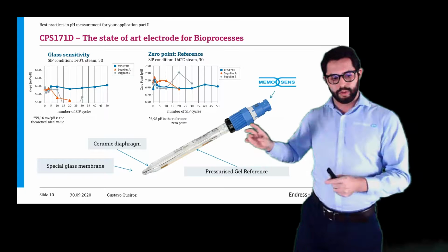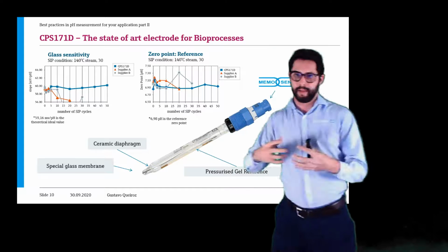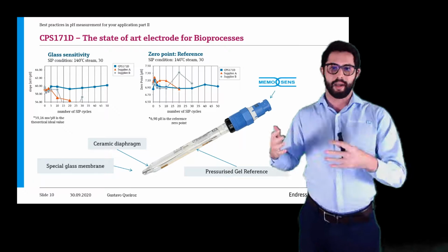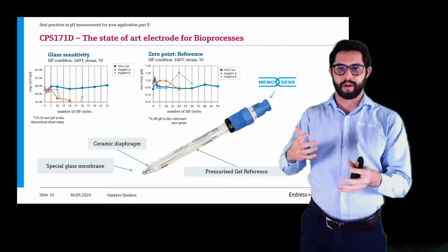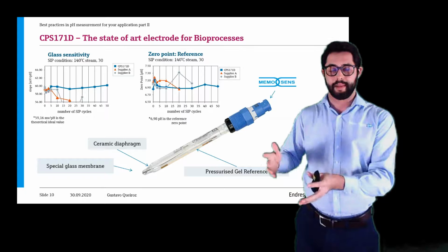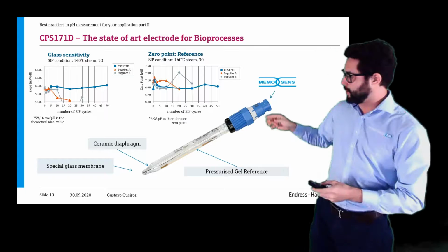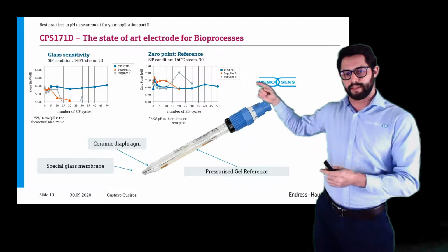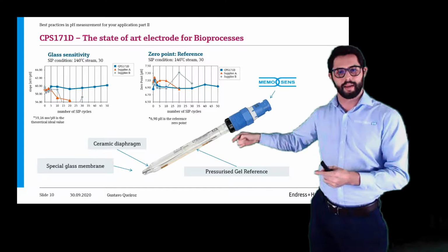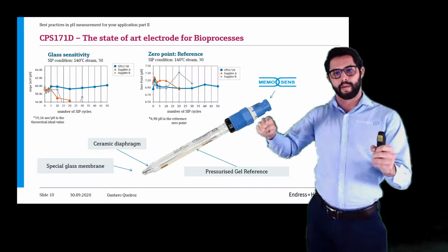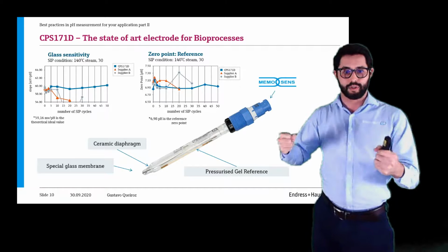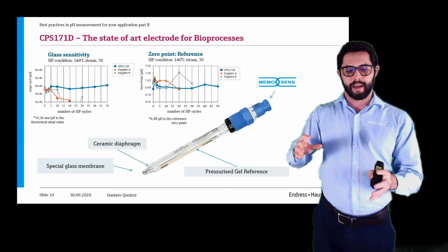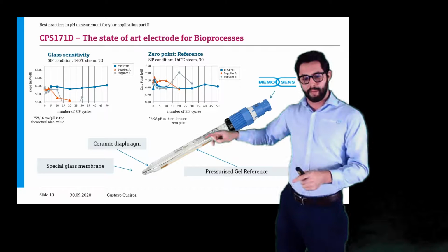The second one is the special glass membrane that was developed to withstand the very high temperature variations caused by steam, and also to withstand the chemical attack caused especially by the alkaline step of your CIP. You can see on the charts on the top that after several SIP cycles, the CPS 171D, this handsome electrode here at the bottom, kept its characteristics in a very robust way. It's really a very powerful resource if you want to improve your process, and it's completely hygienic.